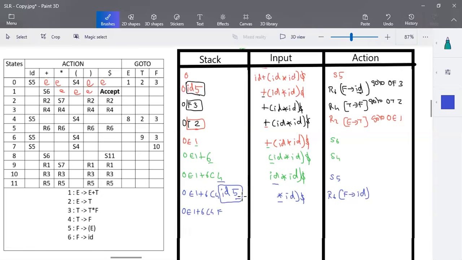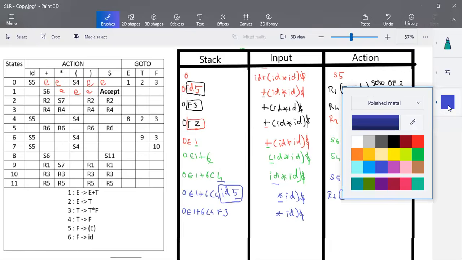Each and every reduce operation is followed by a goto operation, and goto is performed on the last two elements in the stack, that is 4 comma F. So what is the entry for 4 comma F? It consists of state 3. So the state 3 will be pushed into the stack here, and you'll be having star ID dollar as the remaining input.